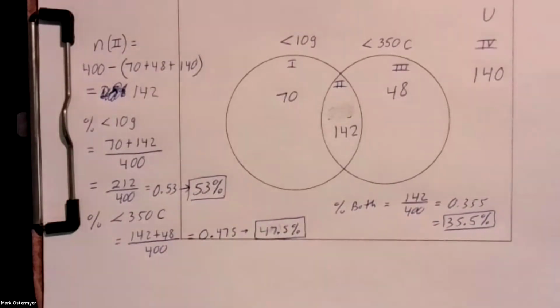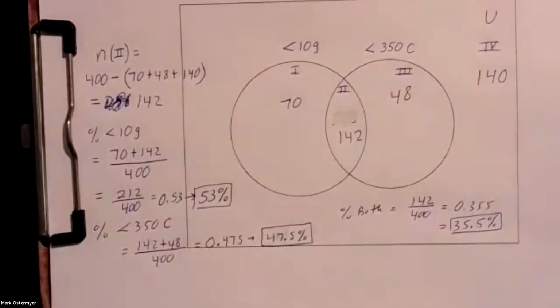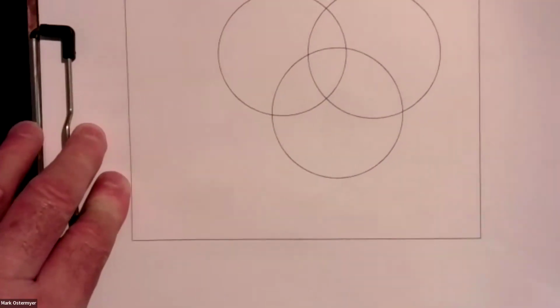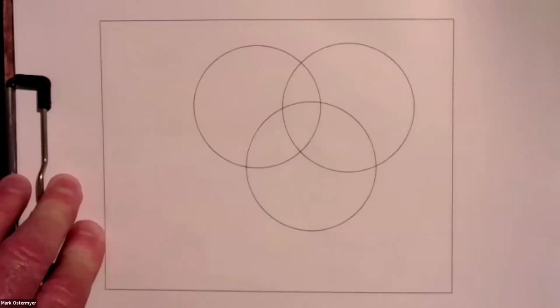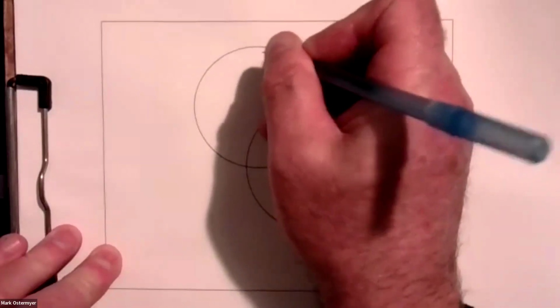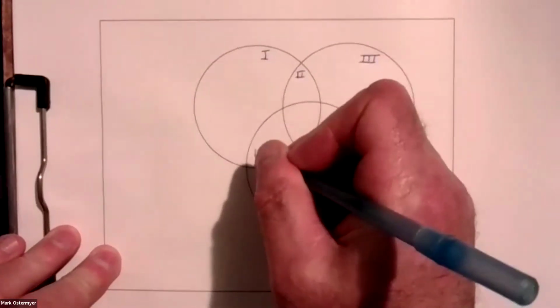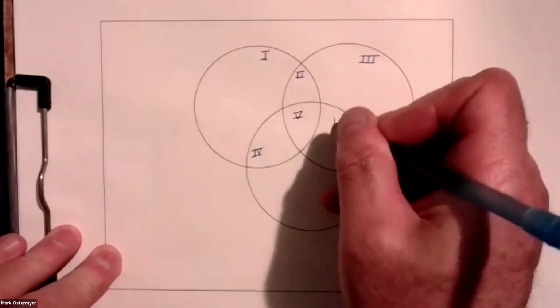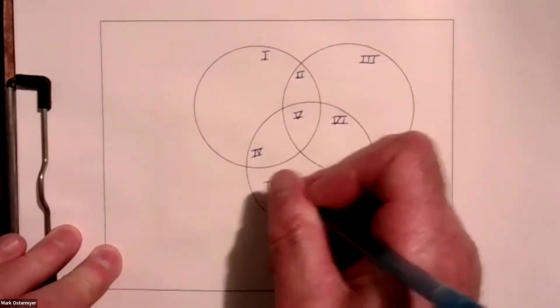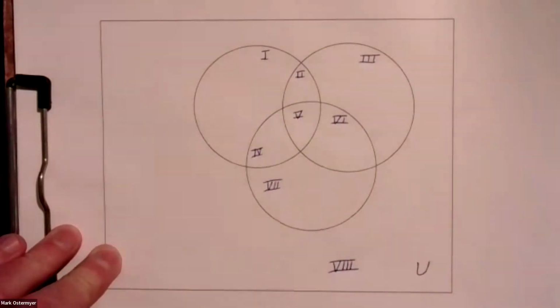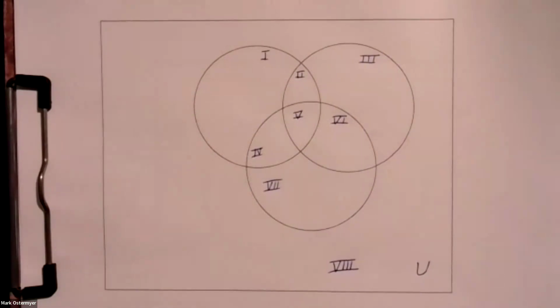All right, so to get us started so that we're all on the same page, we're going to build a three-set Venn diagram. And this is how I want you to label these regions here. 1, 2, 3, 4, 5, 6, 7, and out here, region 8. Okay, so we're all on the same page. Just label them in that order.